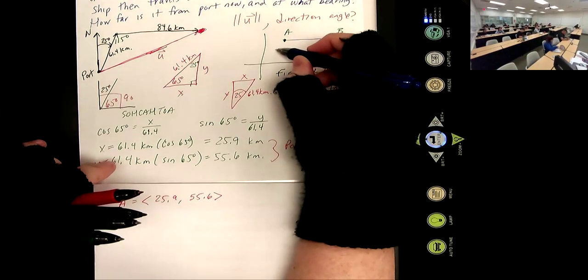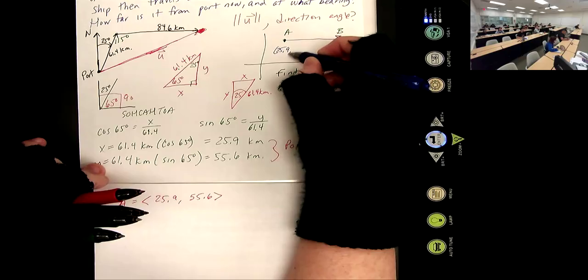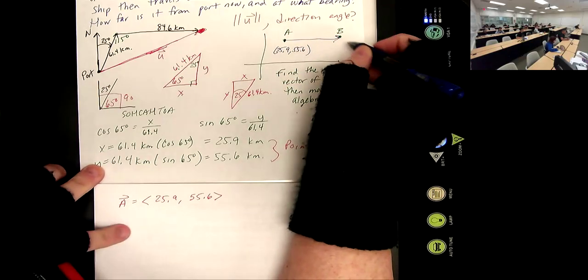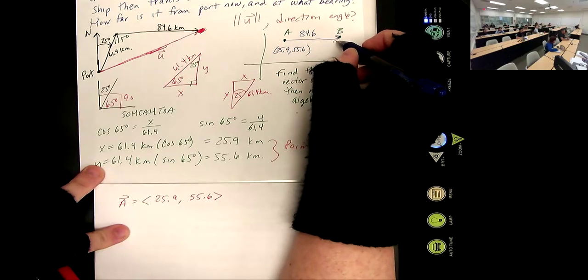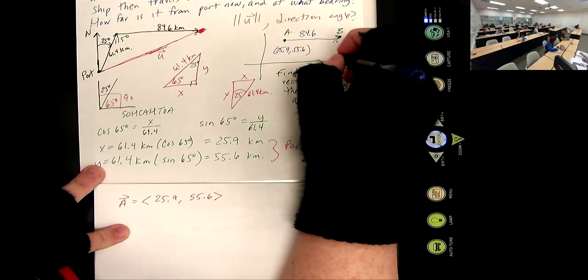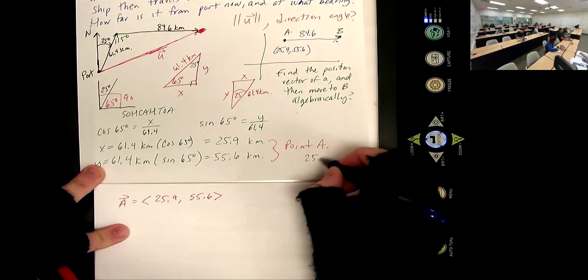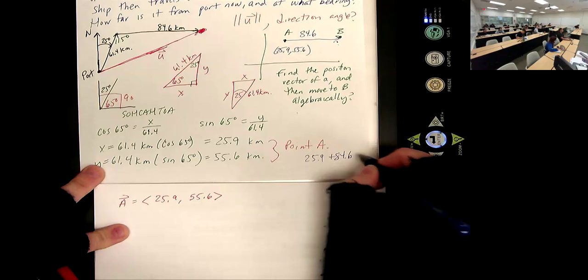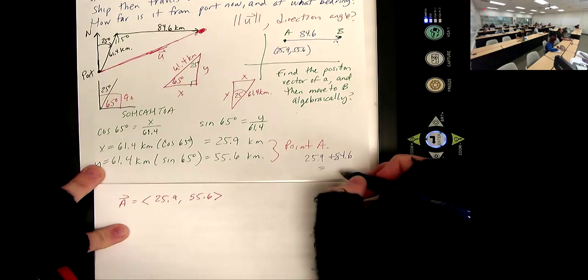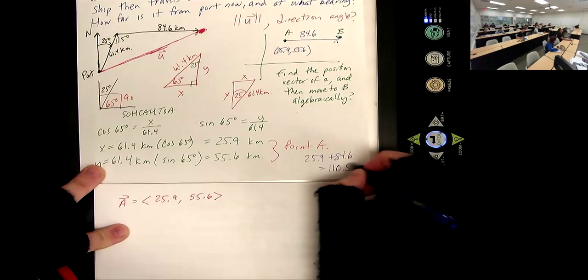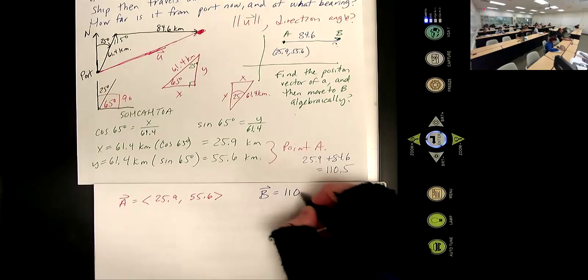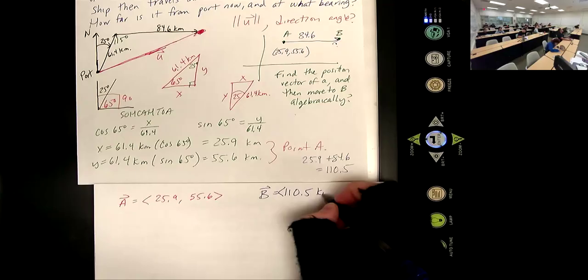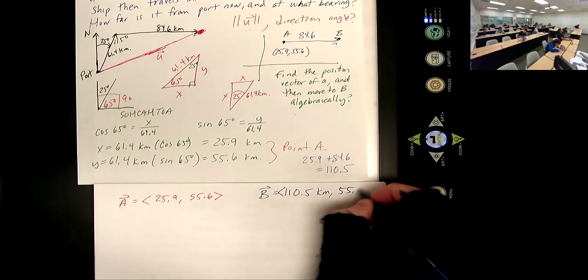So if we were to think about where the points end up, this point right here is at 25.9 comma 55.6. And we know the length of this is 84.6. The only thing that's changing is the x, so we should be adding the 84.6 to the x, right? So what is 25.9 plus 84.6? 110.5. So B should be at 110.5 kilometers, and the y value hasn't changed, 55.6 kilometers.